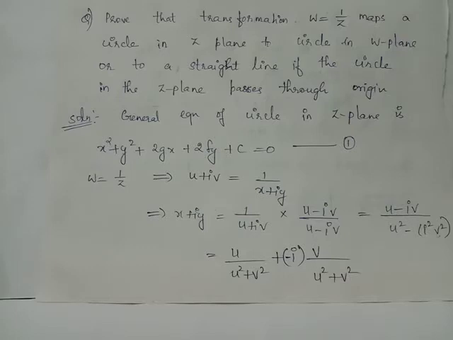Now we separate real and imaginary parts in the RHS. We have the real part u by u square plus v square and the imaginary part is given by minus v by u square plus v square. Now we will equate real and imaginary parts on both LHS and RHS, which gives us x, the real part in the LHS, equals u by u square plus v square. Similarly, y, which is the imaginary part in the LHS, equals minus v by u square plus v square, which is the imaginary part in the RHS.